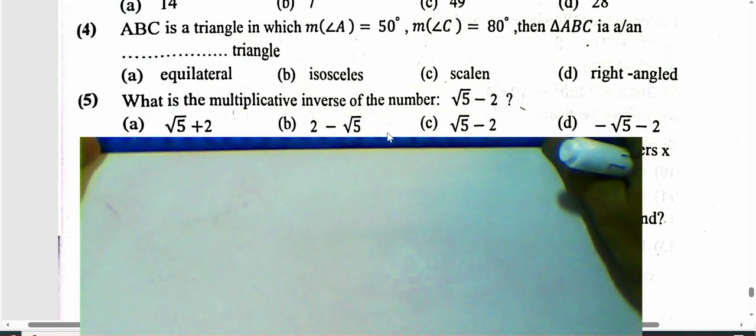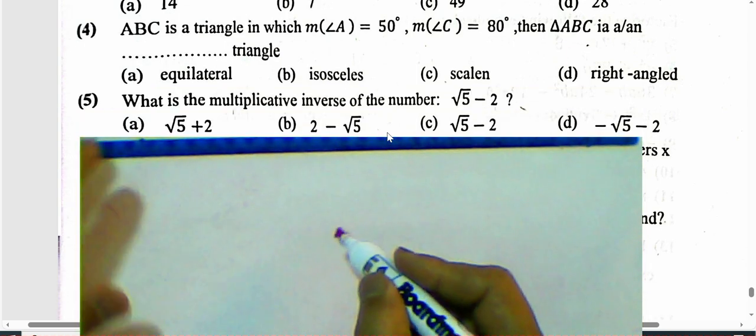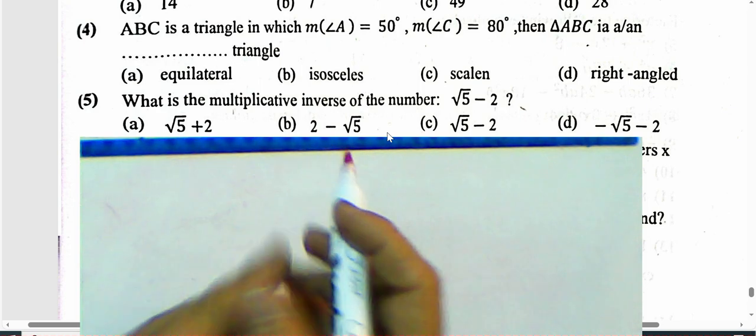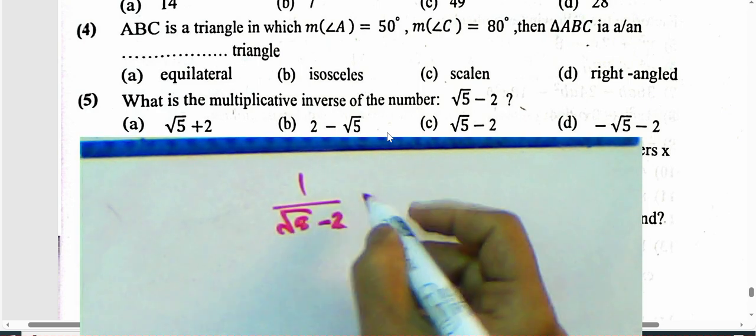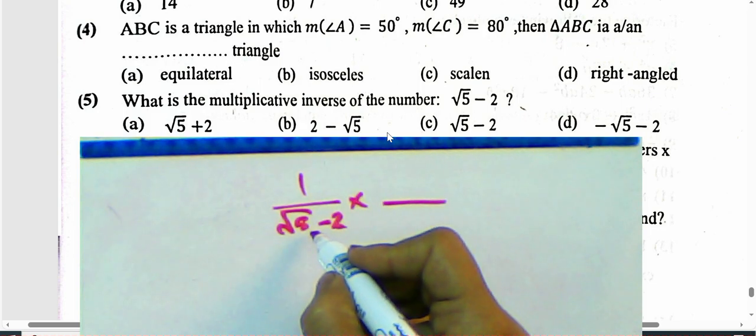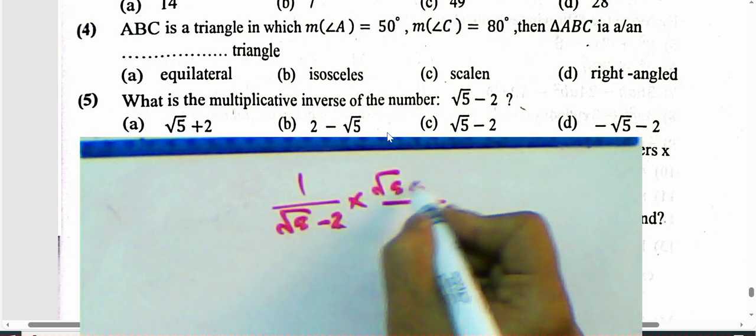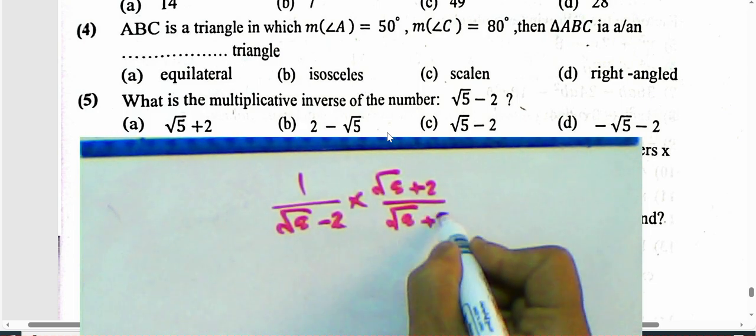What is the multiplicative inverse of root 5 minus 2? We can write the multiplicative inverse by this number. Write 1 over root 5 minus 2. Okay, and then multiply by the conjugate of the denominator. The conjugate here would be root 5 plus 2 over root 5 plus 2.